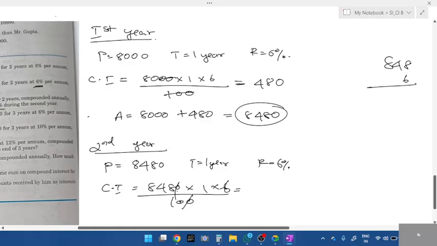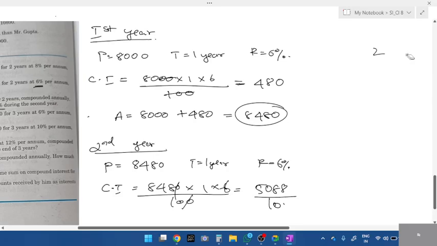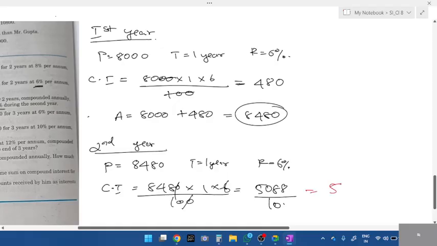Don't reduce 2 ones or 2 fives, students. How much is 848 into 6? 6 eights are 48, 6 fours are 24, 28. 6 eights are 48, 49, 50. What are we getting? 5088 divided by 10. Can we use the shifting method here? How do you keep the decimal, students? 508.8.